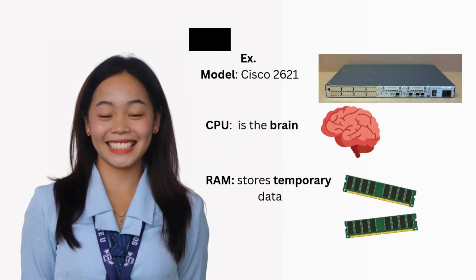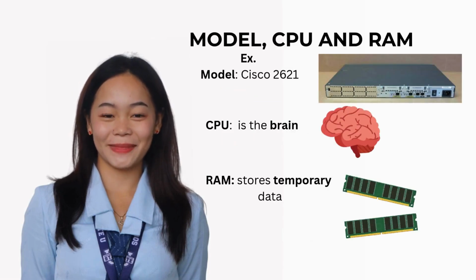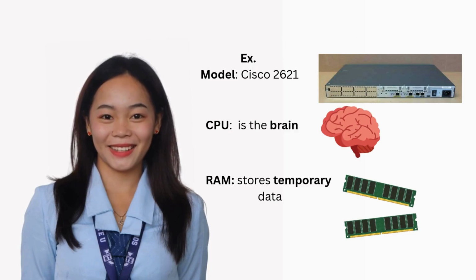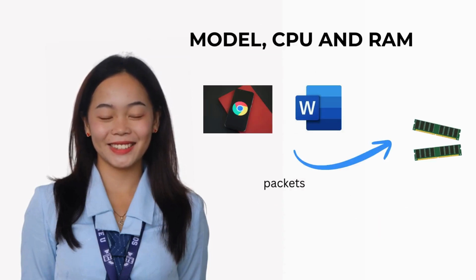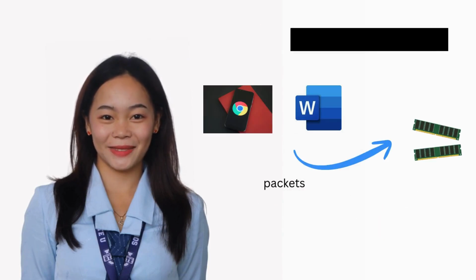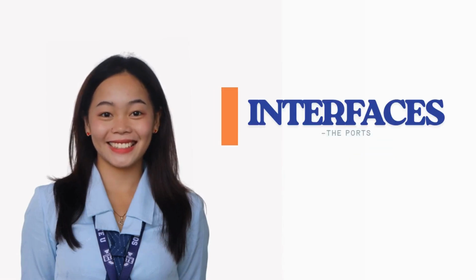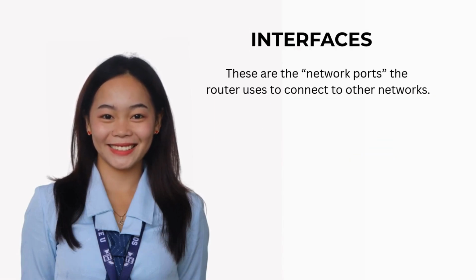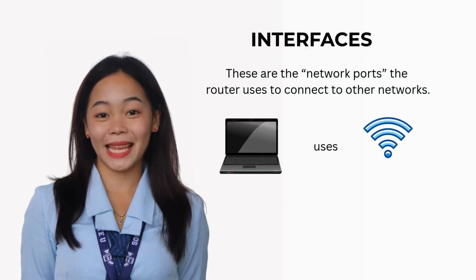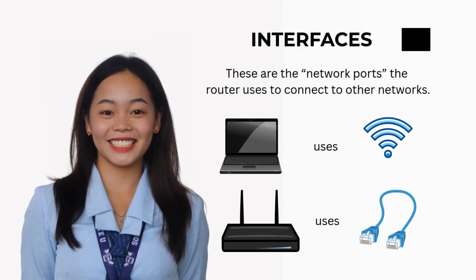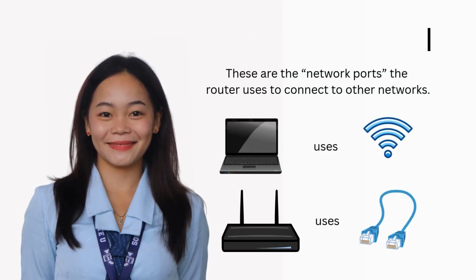CPU and RAM. The CPU is the brain, and RAM stores temporary data. Example: just like opening Chrome on your PC loads into RAM, packets are processed in router RAM. Interfaces. These are ports that connect to other networks. Example: a laptop uses Wi-Fi or LAN, a router uses Ethernet or serial ports.